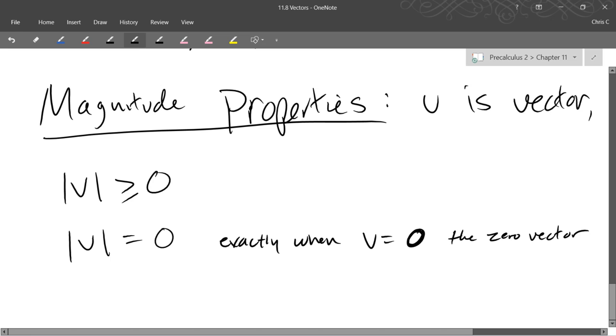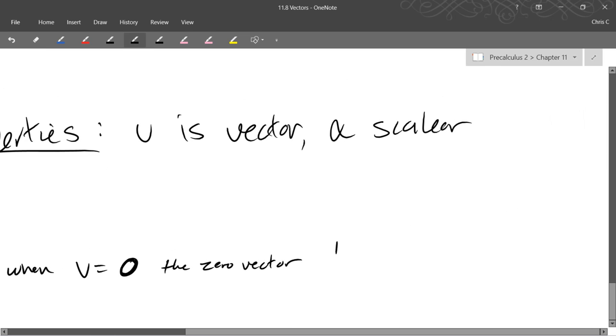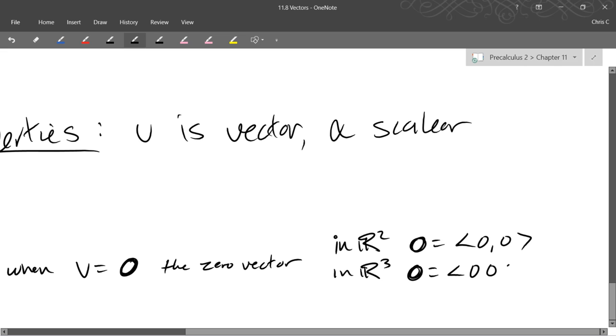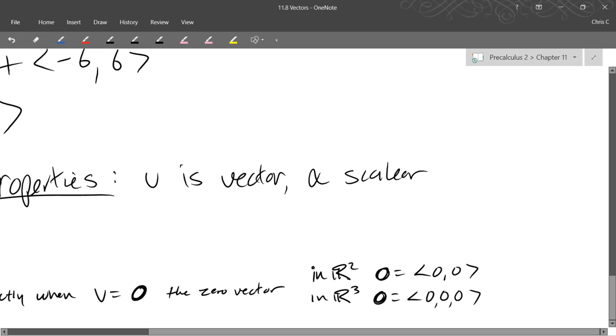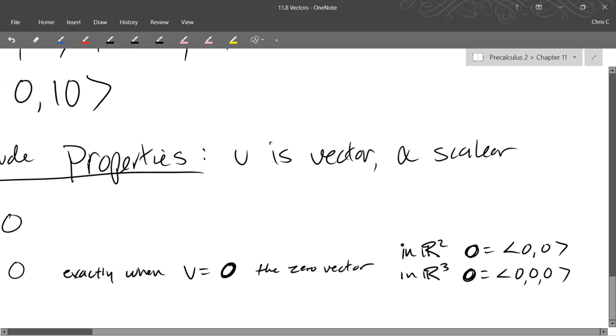So we make it super bold to note the zero vector. What is the zero vector? It's a vector filled up with zeros. It just depends on what dimension you're in. In R2, the zero vector is (0, 0). In R3, the zero vector is (0, 0, 0). So you just have to know what dimension you're in, and then you can write down your zero vector explicitly. Of course, if you're in R4, it's 4 zeros in a row. So that's what we mean by the zero vector.